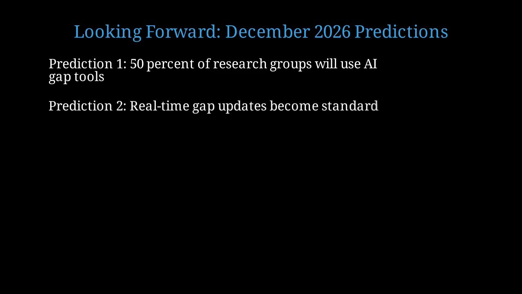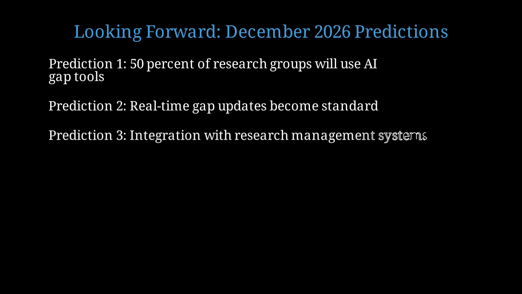Let me make some predictions for where this field will be by December 2026. Prediction 1. Adoption will reach 50% of research groups at major universities, up from about 15% currently. Prediction 2. Real-time gap updating will become standard, with systems monitoring new publications daily.